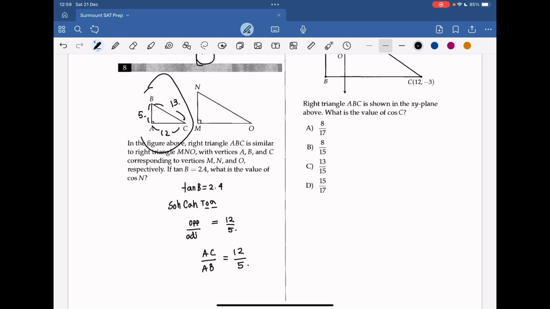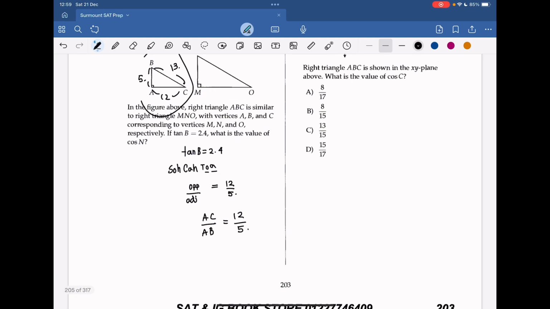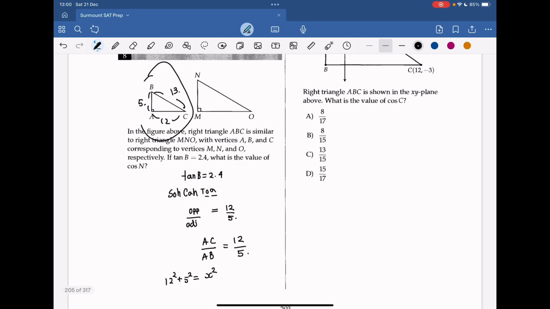However, you can also use the Pythagoras theorem to find the hypotenuse. So you can do 12 squared plus 5 squared is equal to x squared, where x is the hypotenuse. And then you can solve, and you also get the same answer, 13, for BC. So now we know that BC is 13. We know that AB is 5 and AC is 12. We can now solve for the value of cosine N.